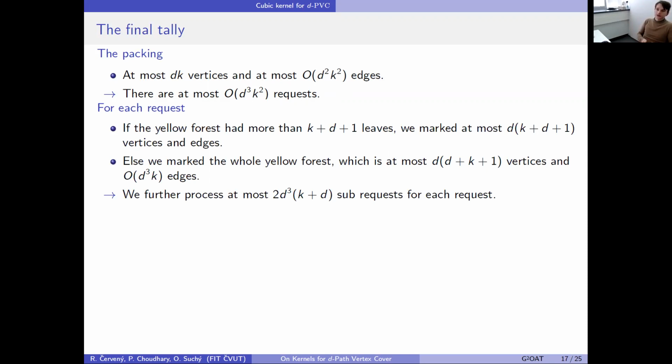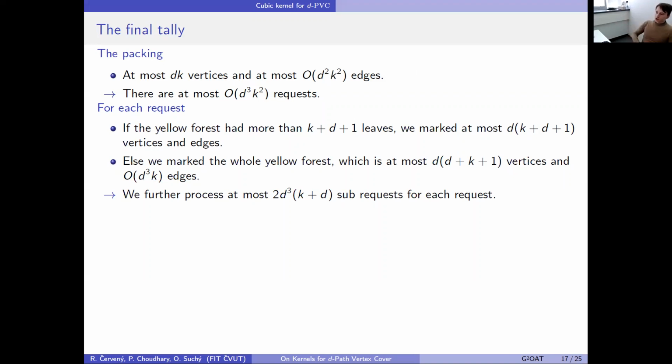Then for each request, we construct this yellow subforest, and we mark at most k plus d plus 1 leaves of this yellow subforest for the request. This gives rise to marking at most dk edges and vertices for the yellow subtree. The important thing is that the k in here is linear for us.